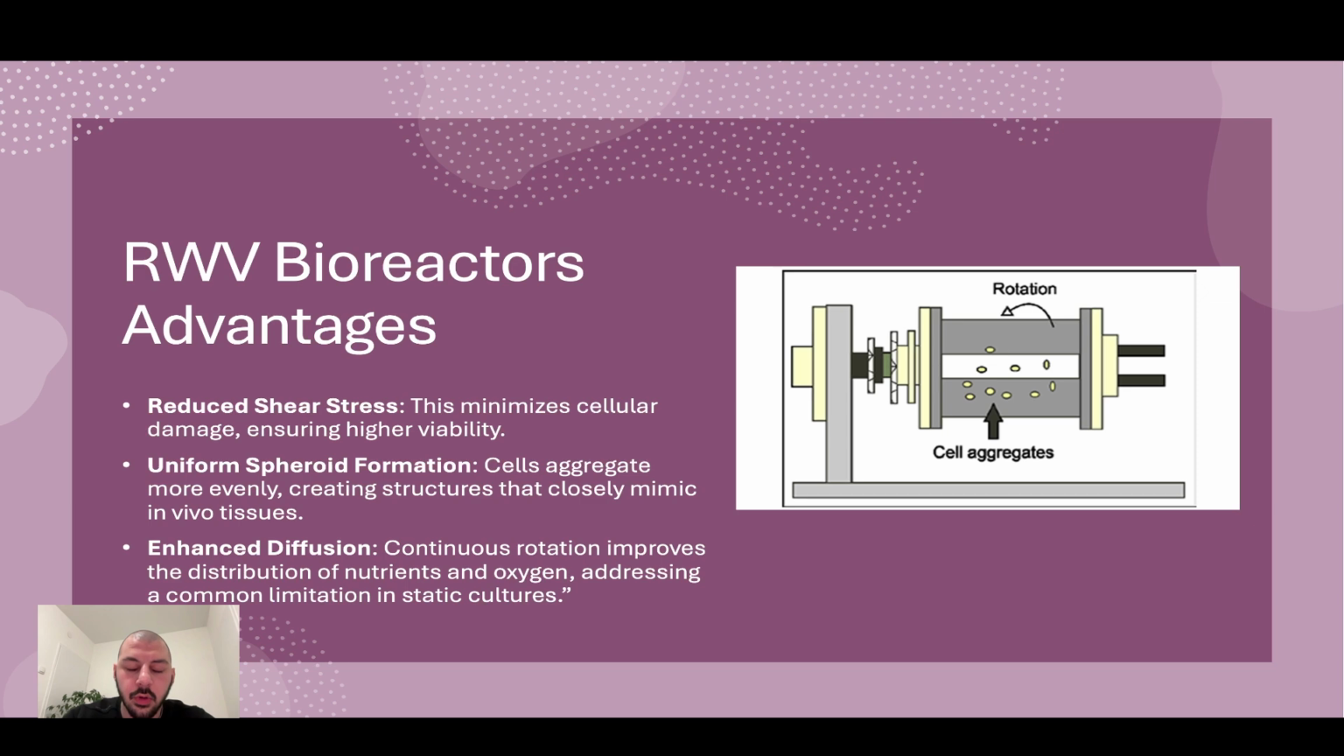Rotary wall vessel systems offer several advantages that make them superior to traditional 3D culture methods. Firstly, reduced shear stress. This minimizes cellular damage, ensuring higher viability. Secondly, uniform spheroid formation. Cells aggregate more evenly, creating structures that closely mimic in vivo tissues. And last but not the least, enhanced diffusion. Continuous rotation improves the distribution of nutrients and oxygen, addressing a common limitation in static cultures.